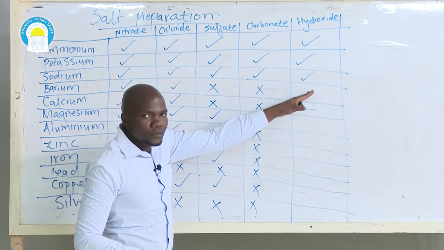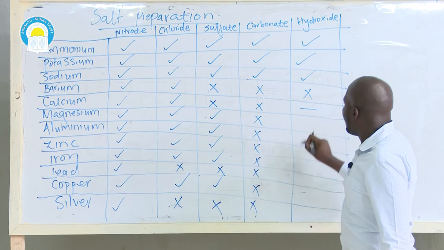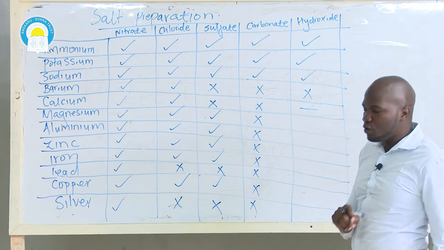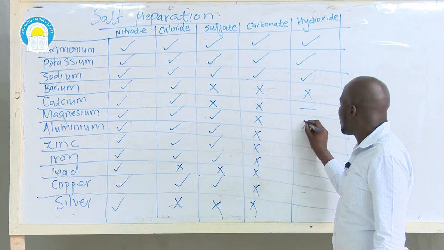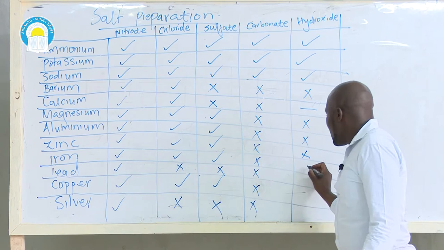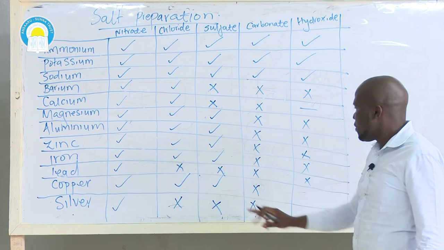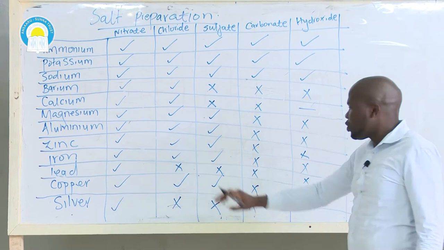So we start with this one. Barium hydroxide is insoluble. It is a metal hydroxide which is insoluble. But for calcium hydroxide, we have been told it is slightly soluble in water. So let us use a dash. Magnesium hydroxide, it is also insoluble. Aluminium hydroxide, it is also insoluble. Zinc hydroxide, it is also insoluble. Iron hydroxide, if it is there, it is also insoluble. Lead hydroxide, if it also exists, it is insoluble. Copper hydroxide, if it can exist, it is also insoluble. Silver hydroxide, if it can exist, it is also insoluble.